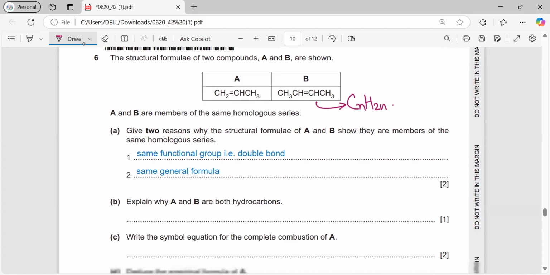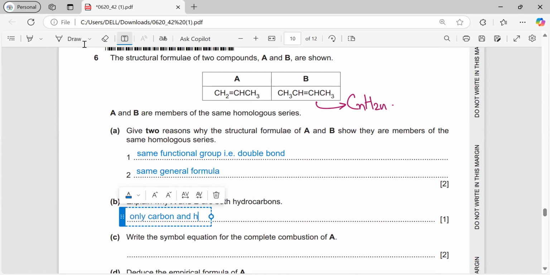Explain why A and B are both hydrocarbons. Because they contain only carbon and hydrogen atoms.